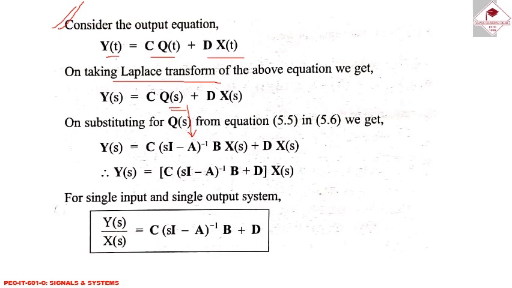As I am telling, if I am going to evaluate the transfer function, it should be output by input. So output is denoted by Y(s) and input is denoted by X(s). For doing this, from this total expression you have to take X(s) common and write down the total expression. After simplification, the single input single output system transfer function can be written as Y(s) divided by X(s) equals C into (sI minus A) to the power minus 1 B plus D. So this is the total expression for the transfer function.